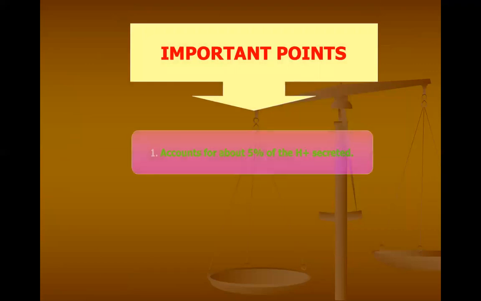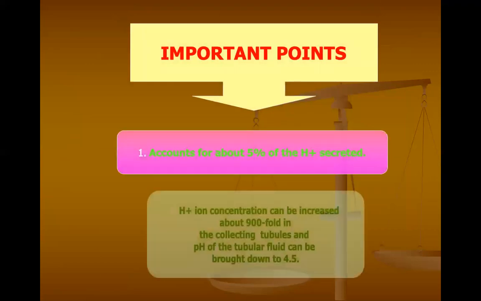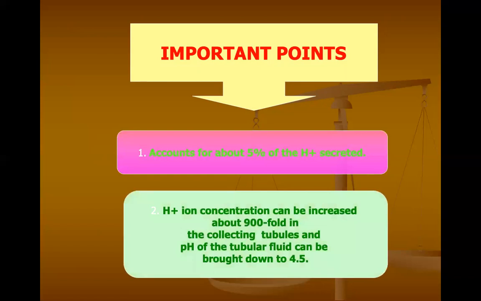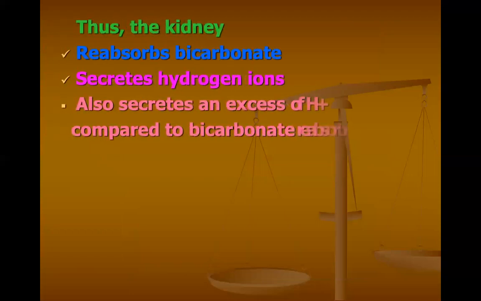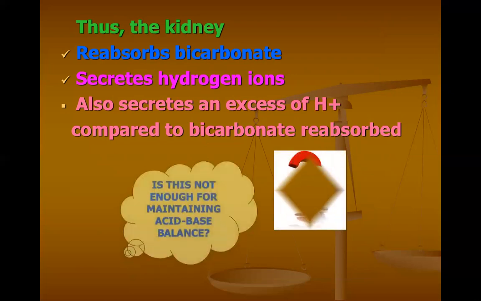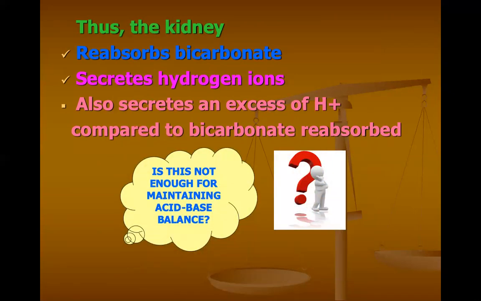The important thing is that it accounts for 5% of the H plus secreted, and hydrogen ion concentration can be increased 900 fold. Tubular fluid pH can also be brought down to 4.5. And why do I say it is having a gun, but the gun is not firing? So the kidney is reabsorbing bicarbonate and secreting hydrogen ions. So is this not enough for maintaining the acid-base balance?